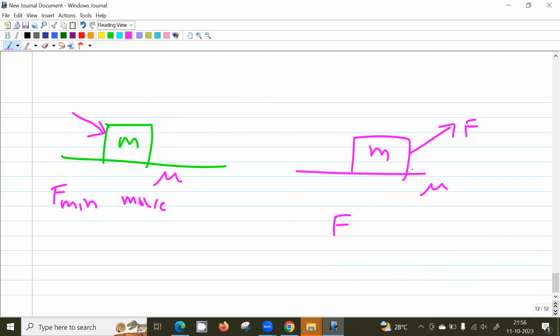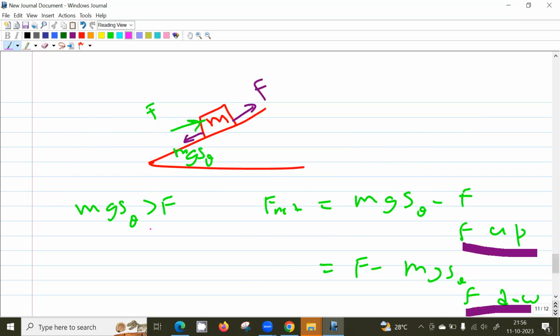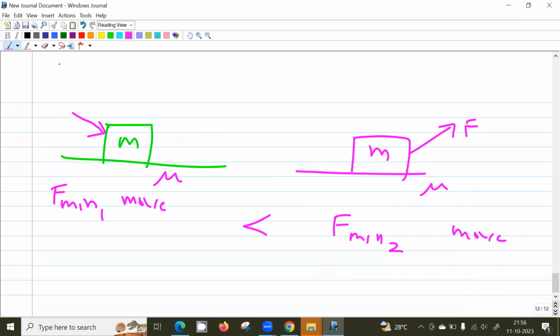In the second case, there will be some F min 2; let me call the first one F min 1. It will turn out that F min in the second case is less than F min in the first case, because in the first case the friction force is more. The friction force which opposes the motion is equal to mu times N. In the first case, the normal reaction is upwards, and the force pulling it down is the weight.